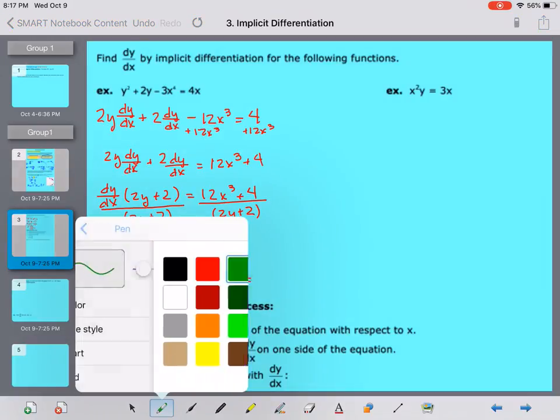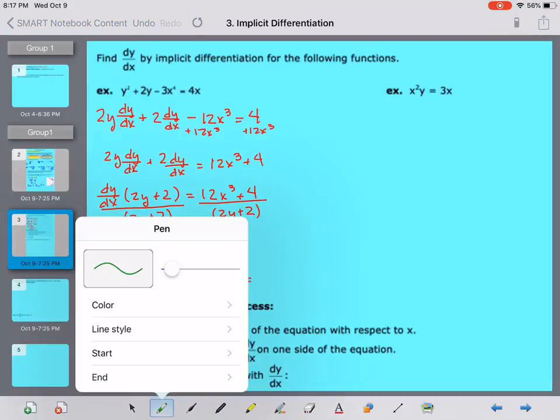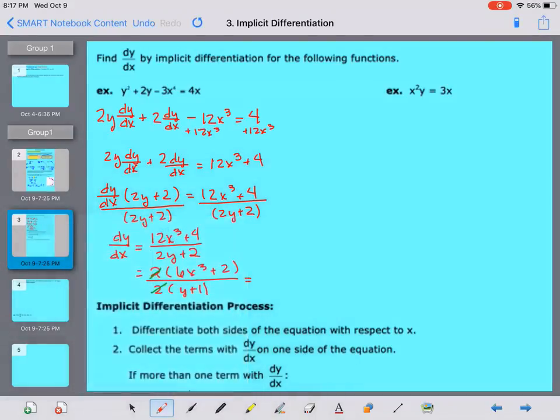Once I do that, my 2's will cancel out, and I'll wind up with just basic 6x cubed plus 2 over y plus 1. And there's my derivative, my slope equation, again in terms of x and y.